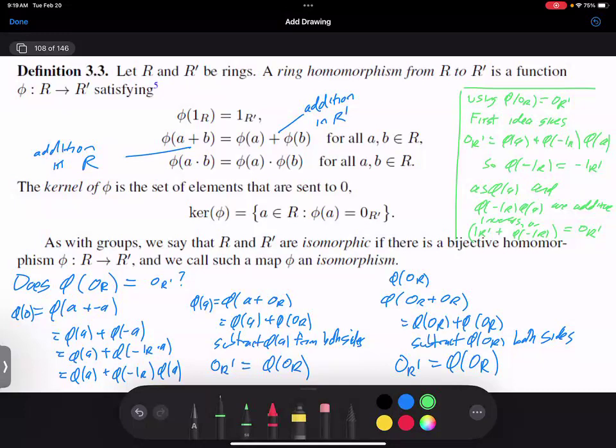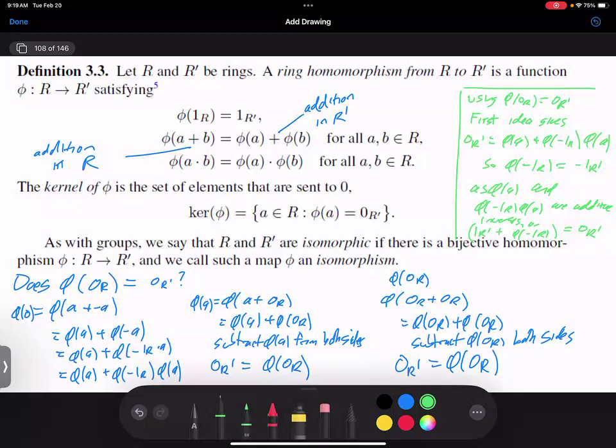And you might wonder, is the kernel a nice set? What kind of object might the kernel be? It might be more than just a set. What could it be? It could be a group. What else could it be? It could be a ring. So these are natural questions to ask.